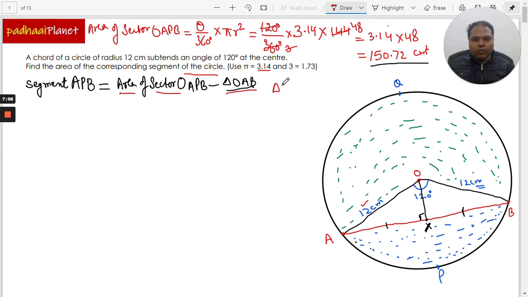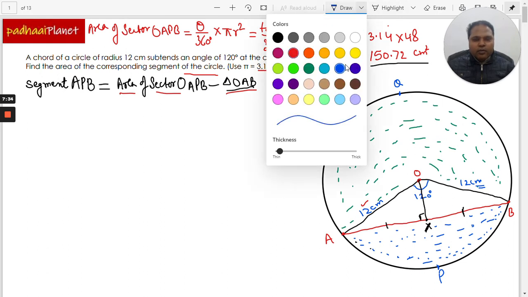Triangle OAX and triangle OBX, right? And we can say that in this, OA is equal to OB, OX is common, and also AX is equal to BX, right? So which means that these two triangles are congruent to each other, right?